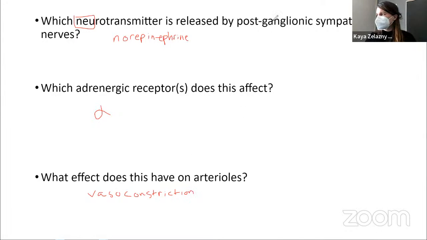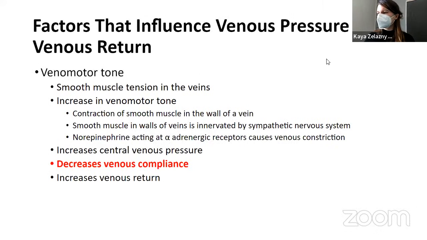We're remembering this now because our next concept is something called venomotor tone. It's basically the same thing as vasoconstriction, just specifically for veins. When we talked about tone of muscles before, we said they were in a constant state of a little bit of contraction. When we talk about increasing venomotor tone, we're saying we're increasing that amount of contraction.